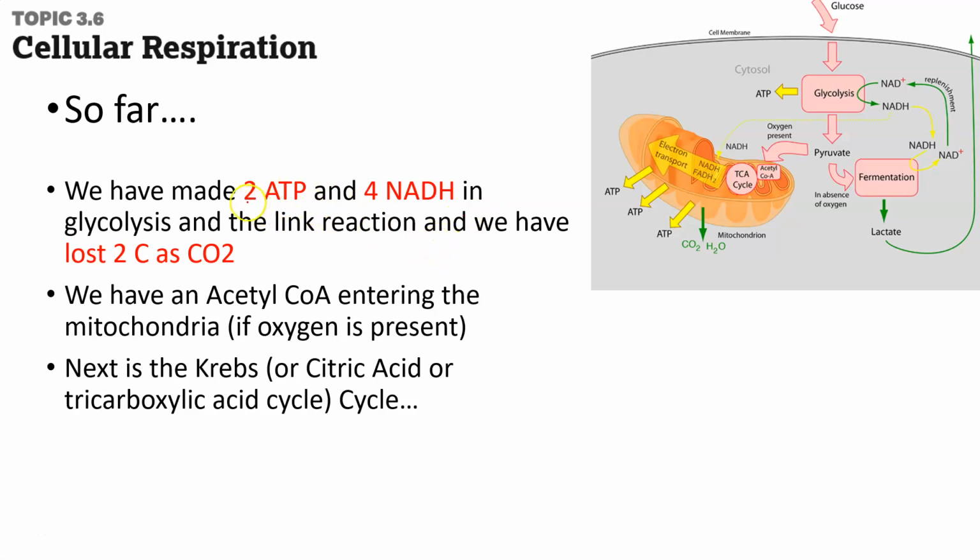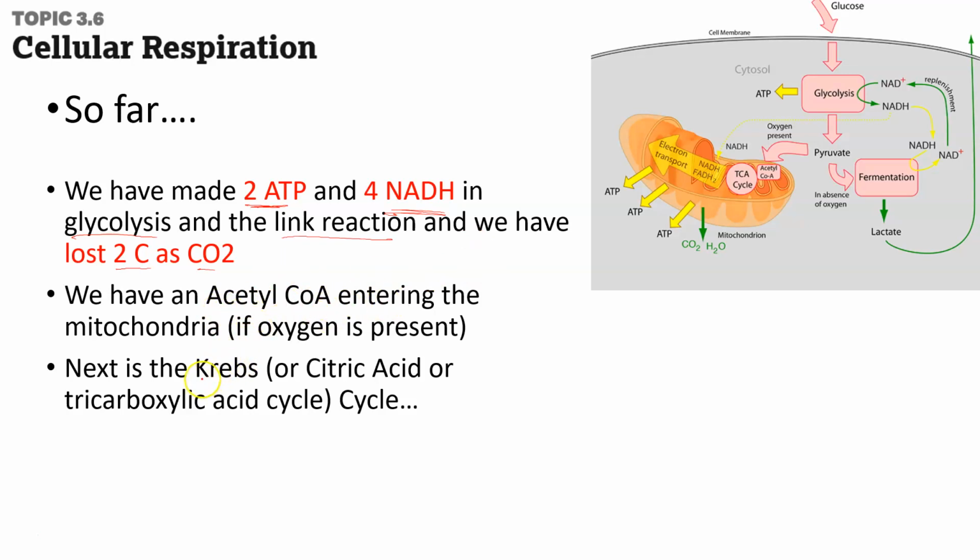So far we have made 2 ATP and 4 NADH in glycolysis and a link reaction together. And we've so far lost 2 carbons as CO2, leaving us with 4 total carbons from that original glucose molecule in 2 different acetyl coenzyme A's entering the mitochondria.